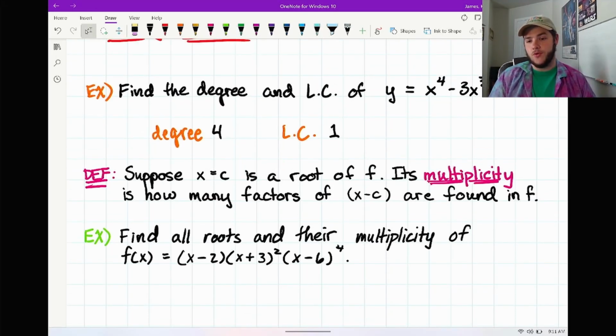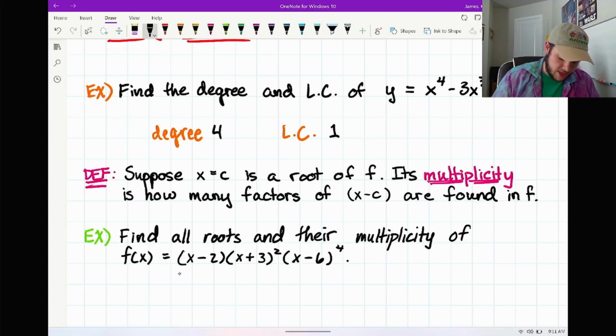One more piece of vocab for you. Suppose c is just some number that is a root of f. Remember, a root is like a 0. So the multiplicity of that root is how many factors of x minus c are found in f. So here's a simple example where I've got a big polynomial already factored out, and I'm being asked to find all of the roots and their multiplicities. I can almost kind of just read the roots off using my zero product property. Again, root is a synonym for a 0.